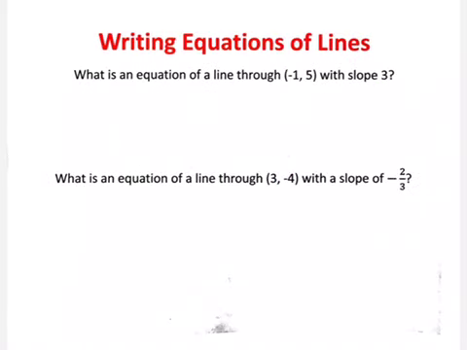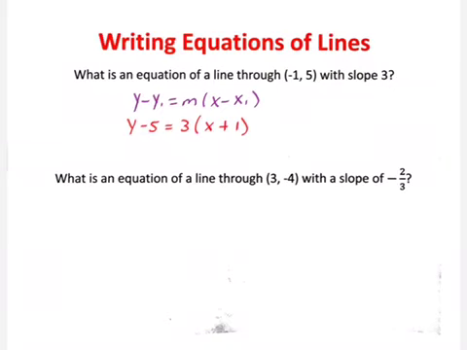We want to write the equation of a line through the point (-1, 5) and has a slope of 3. Well, to do this, we're going to go from point slope, and then I'm going to turn it into slope-intercept form. So remember, point slope is y minus y1 equals m times x minus x1. So that means we've got y minus 5 equals 3 times (x plus 1). So this is point slope form.